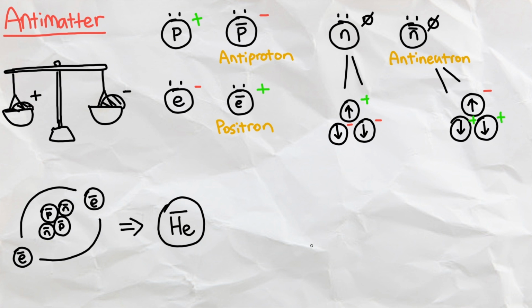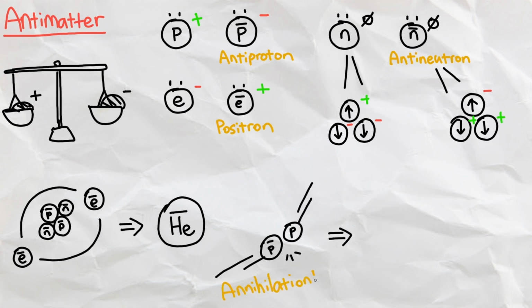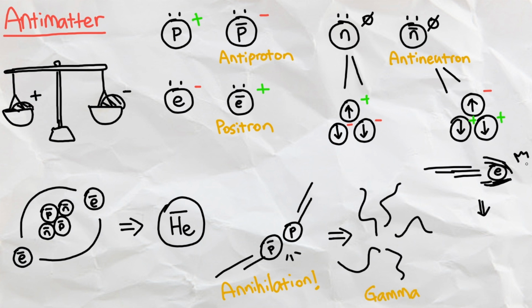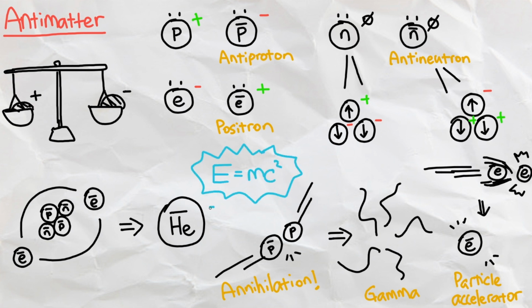When regular matter and antimatter collide, they annihilate each other, or get rid of each other, as they convert into energy in the form of gamma radiation. And vice versa, we can convert enough energy into antimatter by smashing particles very fast in a particle accelerator. We're able to convert between energy and mass as described by the famous E=mc².